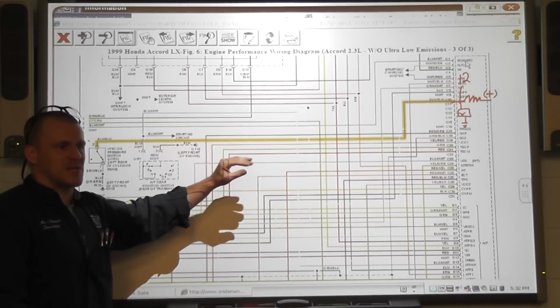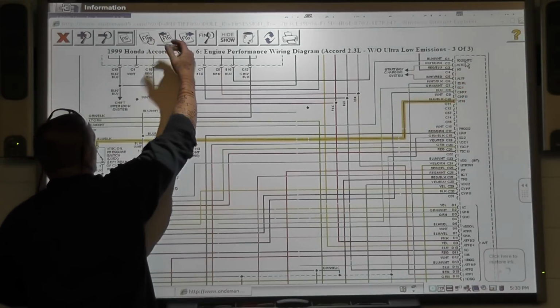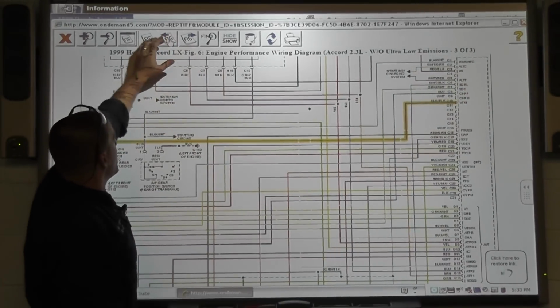This is the input side. This is what's being watched. Let's look at the output side now. This is on figure 1. We're going to look at the solenoid now.